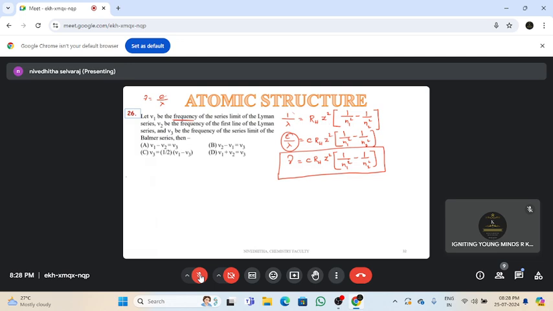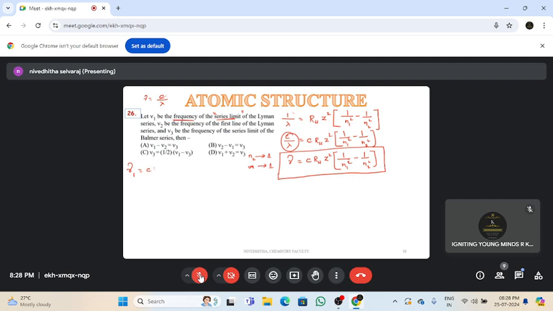So first you have to calculate nu1. What is nu1? It is the frequency of the series limit. What is the series limit of Lyman series? They are talking about the last transition in Lyman series. What is Lyman series? If the electron is in the excited state, the electron will be coming from the excited state to the first state, right? In this, which will be the last transition? Infinity to first state, right? So here the value of n2 is infinity and the value of n1 is 1.